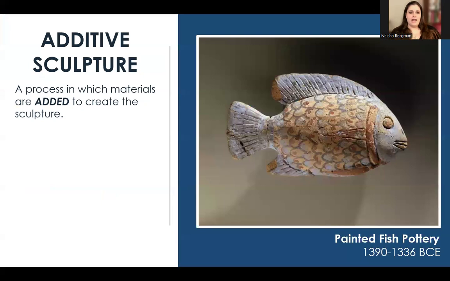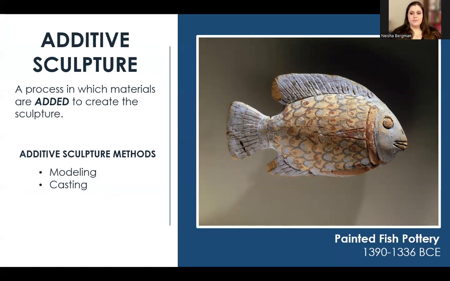All right, so additive sculpture, there's a couple of different methods that we use. We have modeling, we have casting, we have construction. Now, construction comes with a couple other things. For example, assemblage and kinetic sculpture are both constructive methods of creating sculpture. So this is a painted fish pottery. Please check out that date, because that's almost 3,400 years ago.